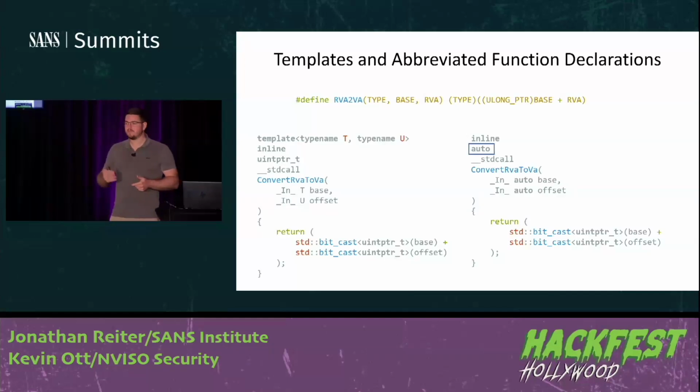So we have auto to automatically derive the return type of the function, as well as auto for both parameters to then automatically derive the types of the variables passed into it.